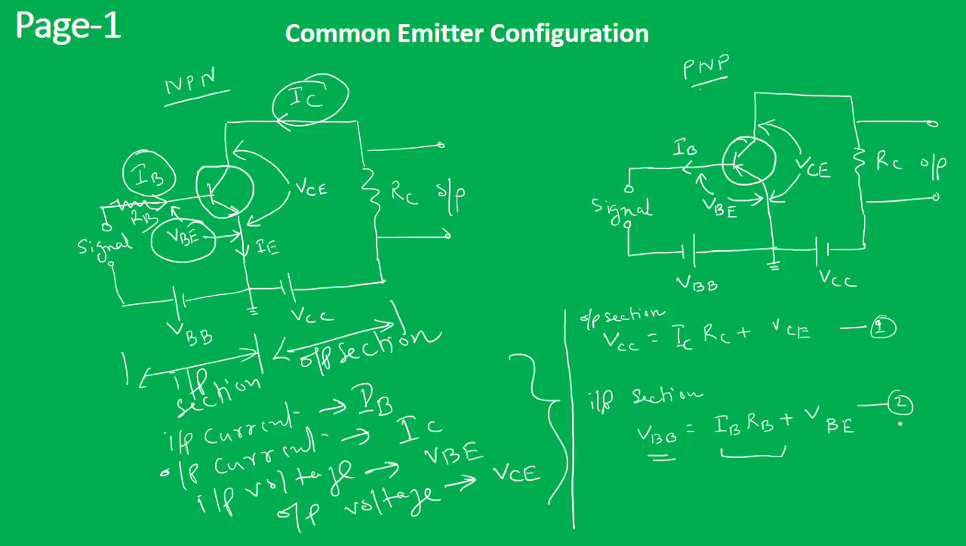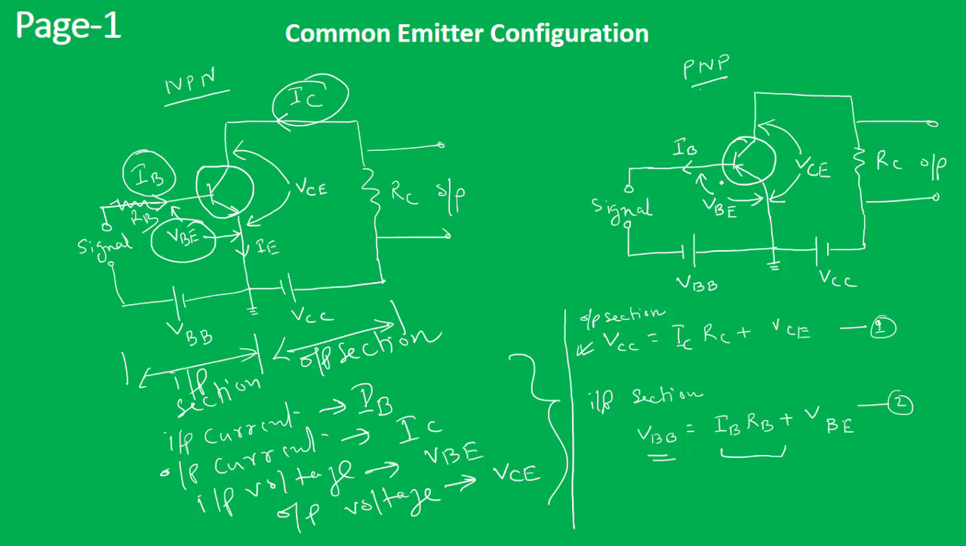So that is the input equation we are getting, and the output equation is the most important one, and later on we will see that lots of applications related to the common emitter configuration are based on this equation. So this is VCC, which is equal to the drop across RC, that is IC RC, plus VCE. So these are two important equations, and this is shown in terms of NPN transistor.